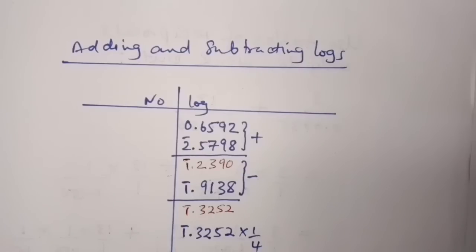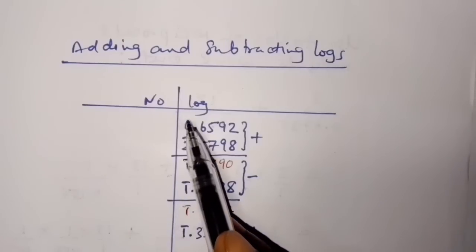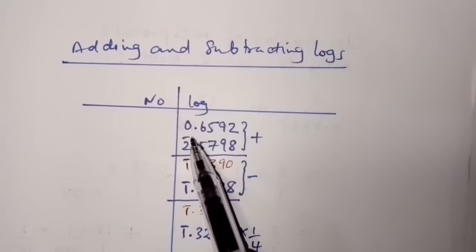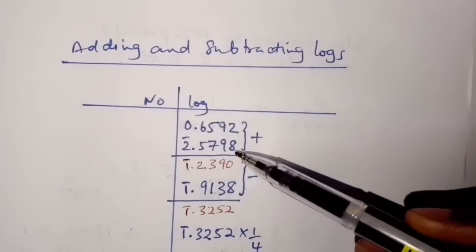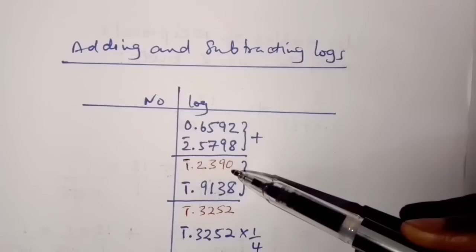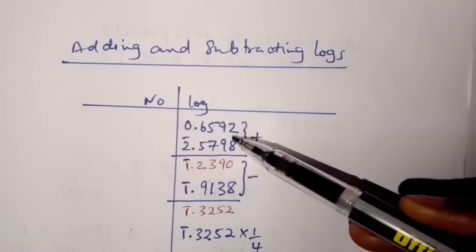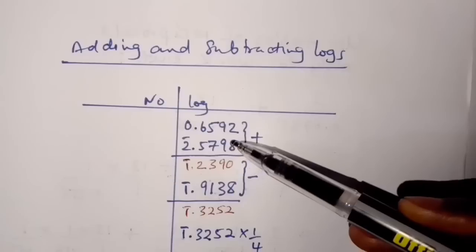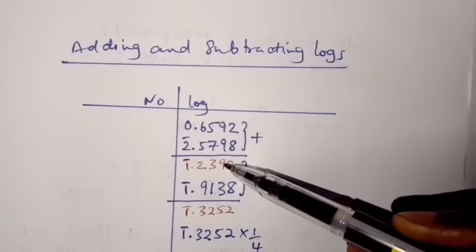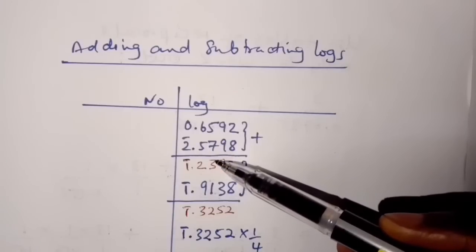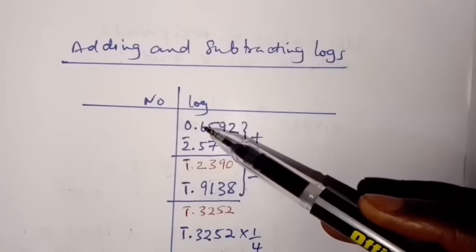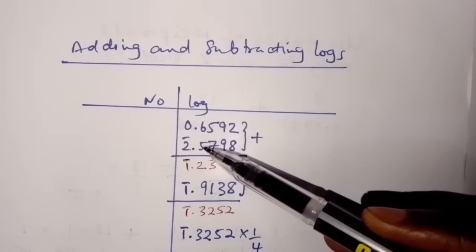Adding and subtracting logs. Number log 0.6592 plus bar 2.5798. How do we add it? 2 plus 8 is 10. 9 plus 9 is 18. Plus 1, 19. We bring 1 here. 1 plus 5, 6. 6 plus 7, 13. We bring 1 here. 1 plus 6 is 7. 7 plus 5 is 12.